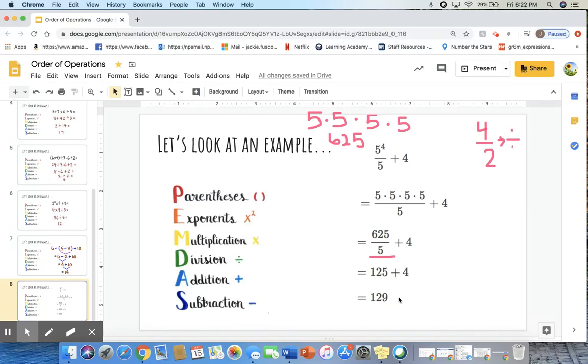Remember, always double check your math with a calculator. Try to do it first with paper and pencil, but then you can double check with a calculator.